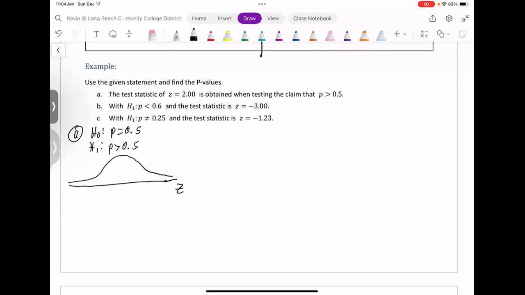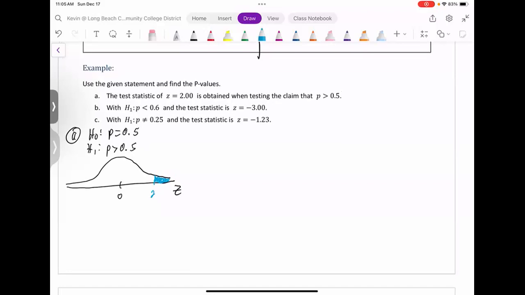P is always going to be a z-test statistic. This is, again, a right tail test. And we are at z equals 2. So we are looking for that area. And the way we're going to find that is we are going to find the p-value. This is the p-value.